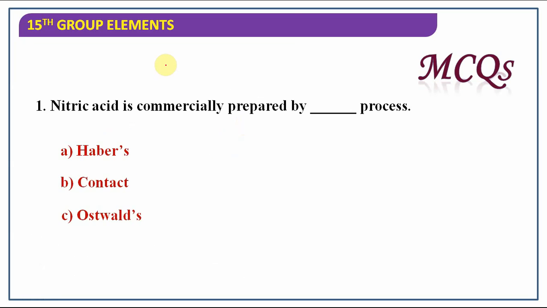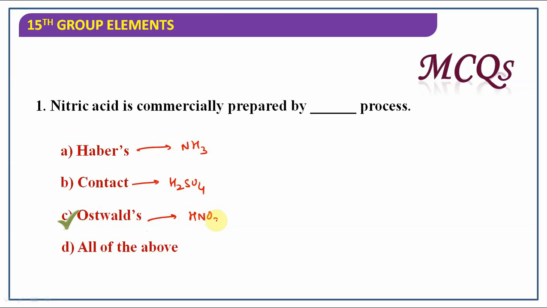Simple MCQs. Nitric acid is commercially prepared by which process? Commercially it can be prepared by which process, children? By Ostwald's process. Contact process is used for manufacture of sulfuric acid. Haber's process is used for manufacture of ammonia. Ostwald's process is used for manufacture of nitric acid, children.